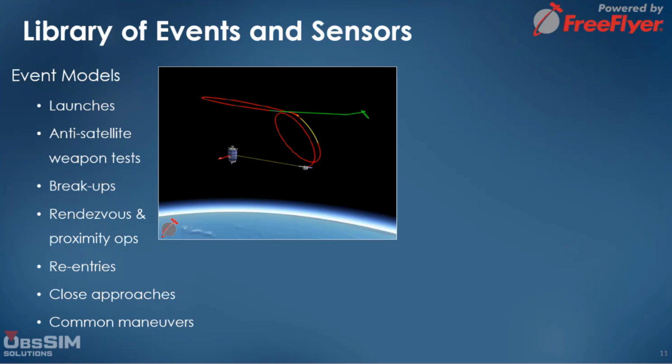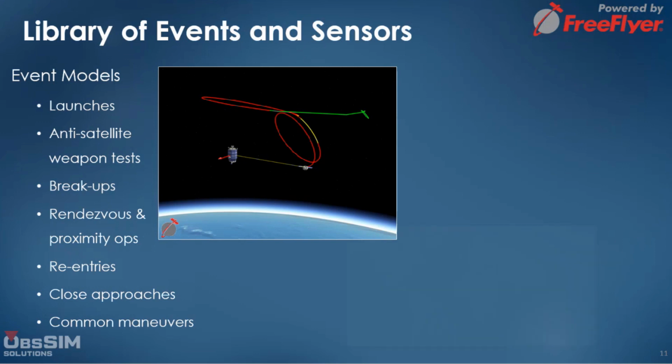Re-entries, both controlled and uncontrolled. Close approaches. Common maneuvers like station keepings, plane changes, injections to GEO, that kind of thing. We use these event models to build a sequence of events, and that becomes, as I said, the ground truth from which the observations are generated.